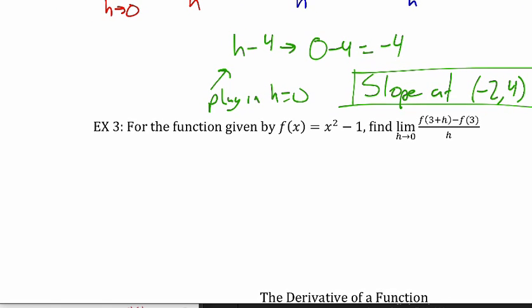So the first thing I'm going to suggest we do is figure out what in the world f of 3 is. So f of 3, let's plug in 3, we got 3 squared minus 1. That's 9 minus 1, which gives us 8. Okay, we can plug that in a second.